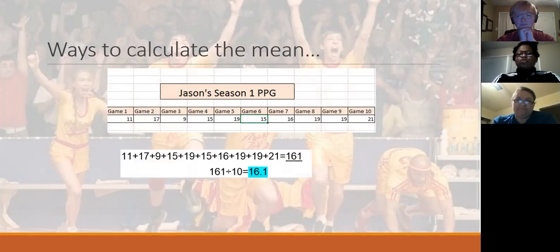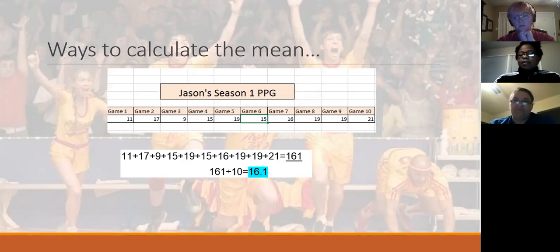I have constructed here some random data for a young man named Jason that plays basketball. From a 10 game stretch, I have made up some points scored, points per game. That's what I mean by PPG here. And so this is our data set, this small table here. We took all of these numbers, added them together, divided them by the total number of values, and we got 16.1. Now, this is one way to calculate the mean.